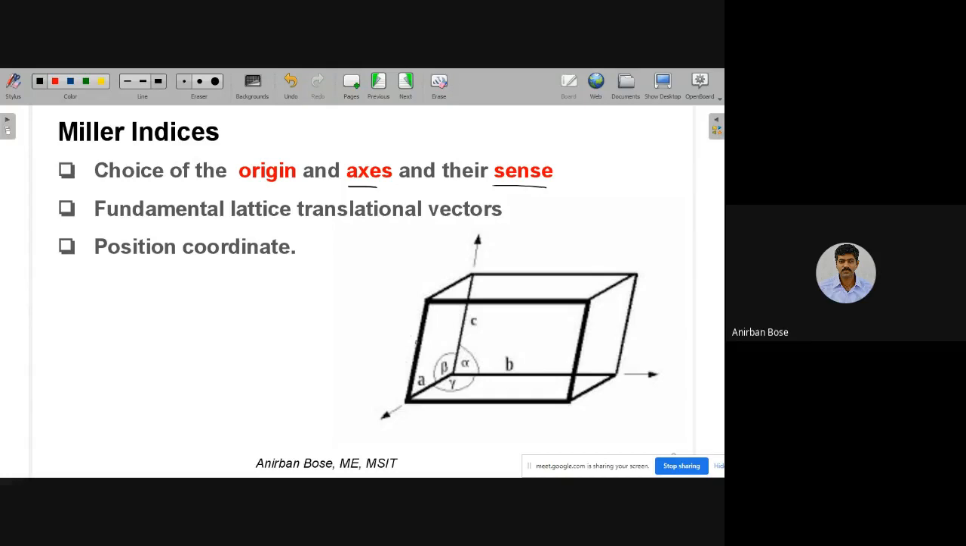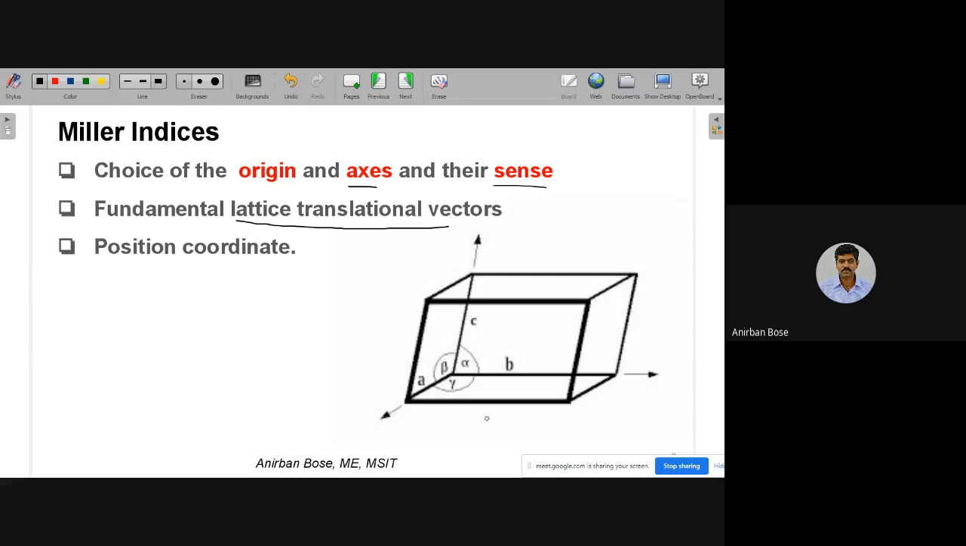Next are the fundamental lattice translational vectors. The fundamental lattice translational vectors are going to be your unit vectors in three different directions, not necessarily mutually perpendicular, three different axial directions. Basically, you have to consider these fundamental lattice translational vectors.